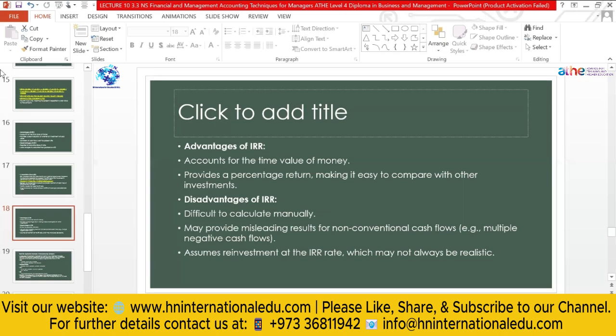And I think in your brief, we do not have any negative inflow. So it's a good point. Even so, you cannot opt for IRR if there are so many negative inflows. It assumes reinvestment at the IRR rate, which we calculated, that was in your example, 14.87%, which may not always be realistic because it is a system-based calculation.